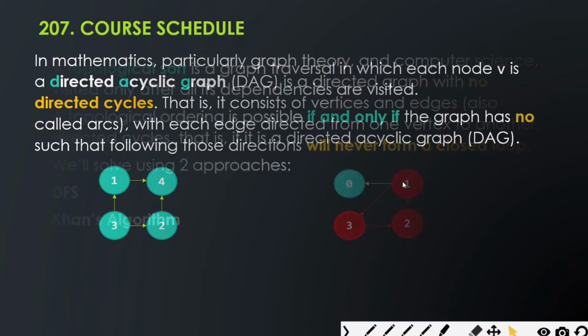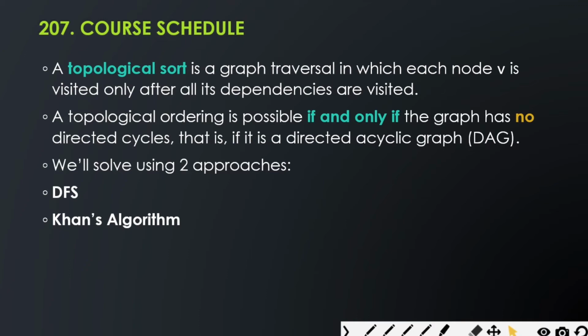More formally, what we're going to use is a topological sort, which is just a graph traversal in which every node V is visited only after all its dependencies are visited. A topological ordering is possible if and only if the graph has no directed cycles, which we just discussed. We're going to solve this using two approaches, DFS and Kahn's algorithm.